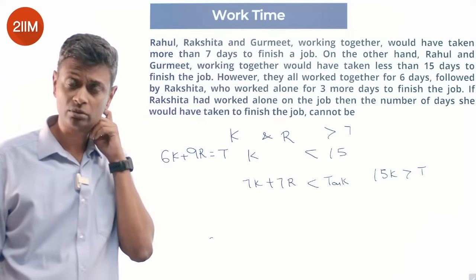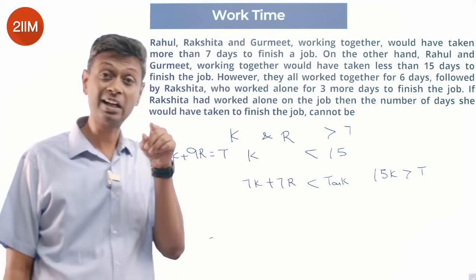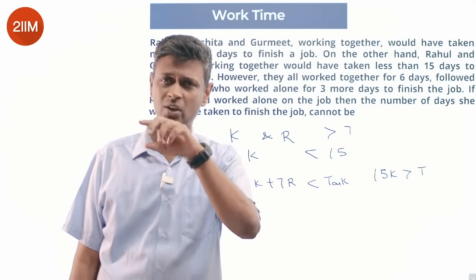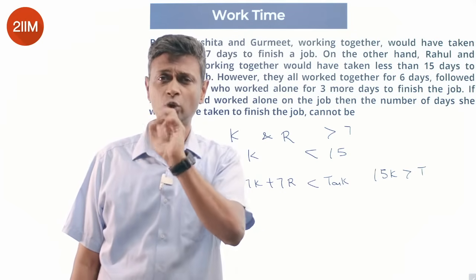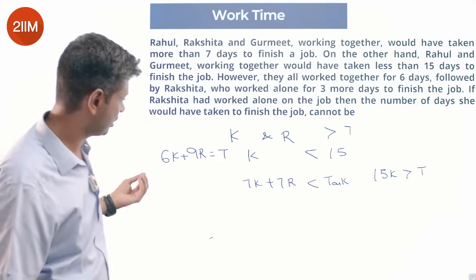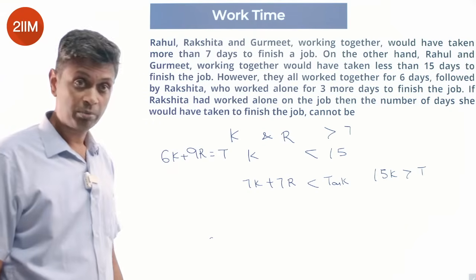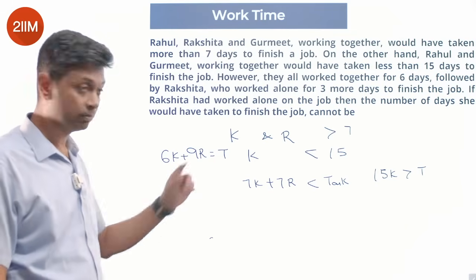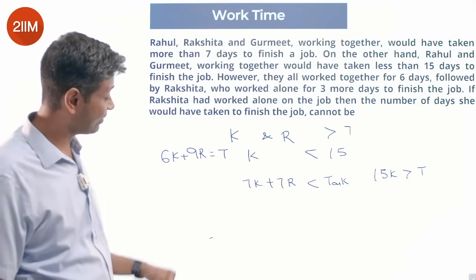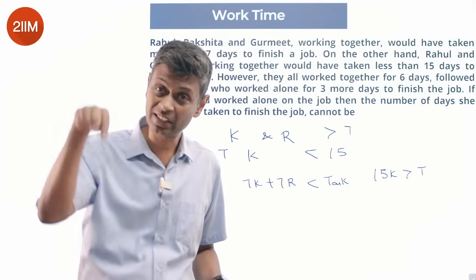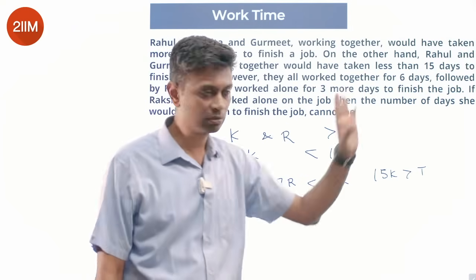All of them work for 6 days, and then Rakshita works for 3 more days, so Rakshita works for 9 days, and Rahul and Gurmeet together work for 6 days. 6k plus 9r is equal to the task. This task can be completed by this team, and 7k plus 7r achieves less than the task. 15k achieves more than the task.